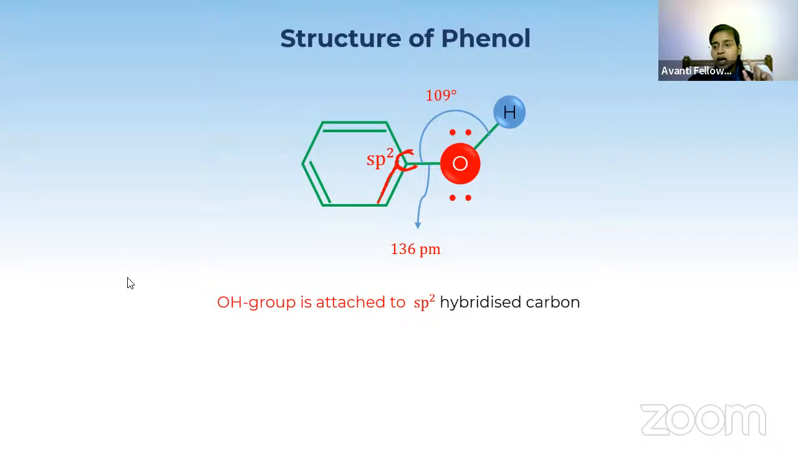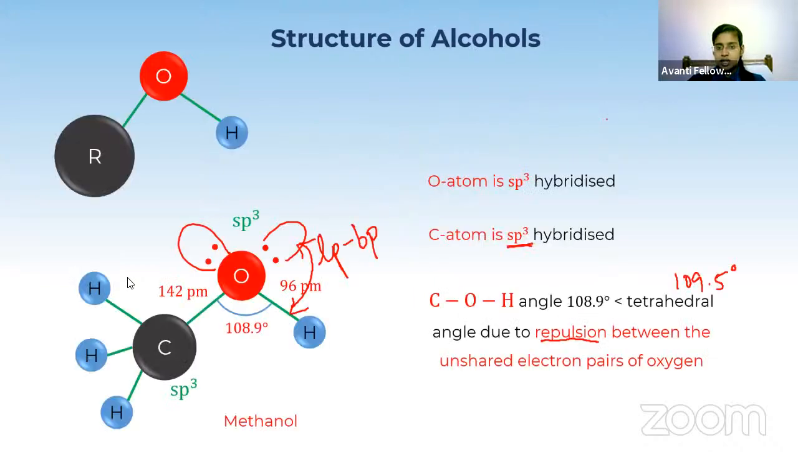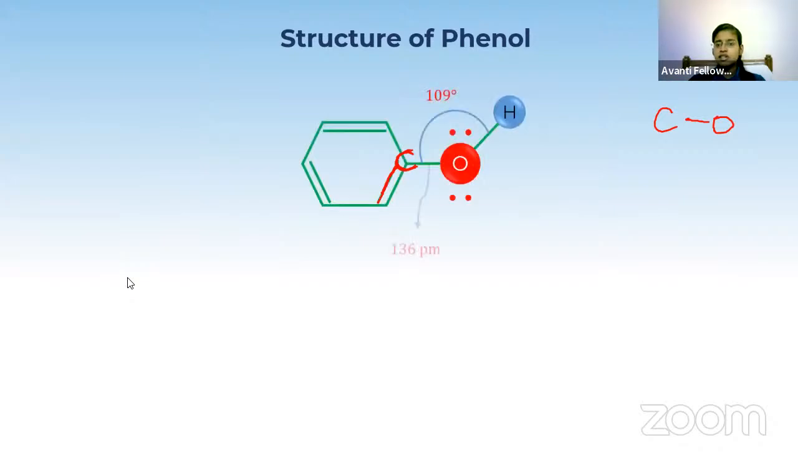When you compare the CO bond length of phenol with methanol, in methanol what value have we seen? The CO bond length there is 142 picometer. But in the case of phenol, the CO bond length is 136 picometer.